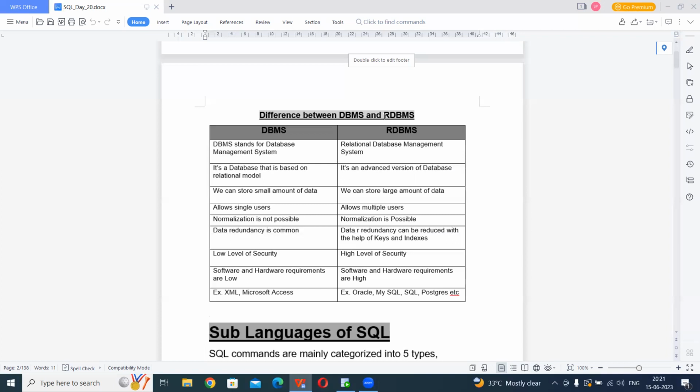This is about DBMS. And coming to the RDBMS, it stands for Relational Database Management System, and it is an advanced version. As it is the advanced version, it supports multiple users and it has a high level of security. The software and hardware requirements are also pretty high. In DBMS, data duplicacy is common, but in RDBMS, data duplicacy can be reduced. The examples of DBMS are XML, Microsoft Access. And the examples of RDBMS are Oracle, MySQL. So guys, these are the differences between DBMS and RDBMS.